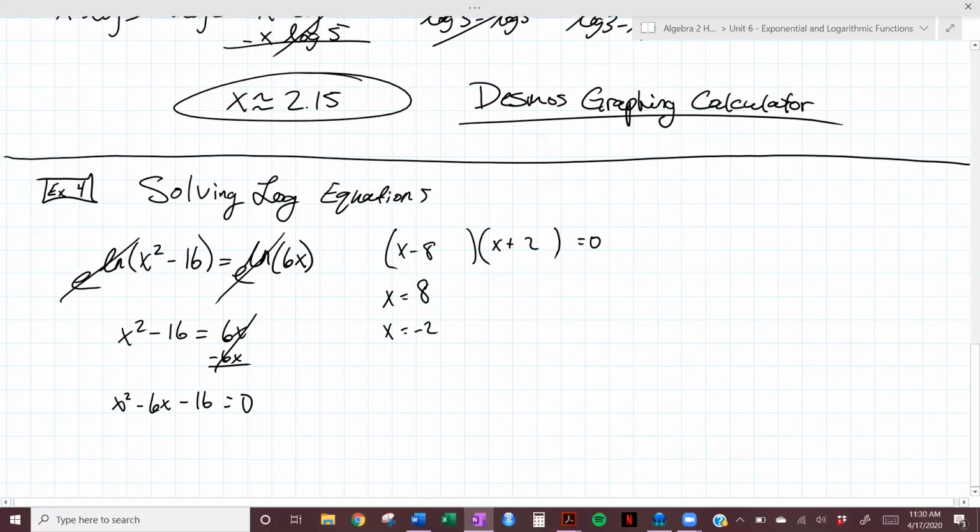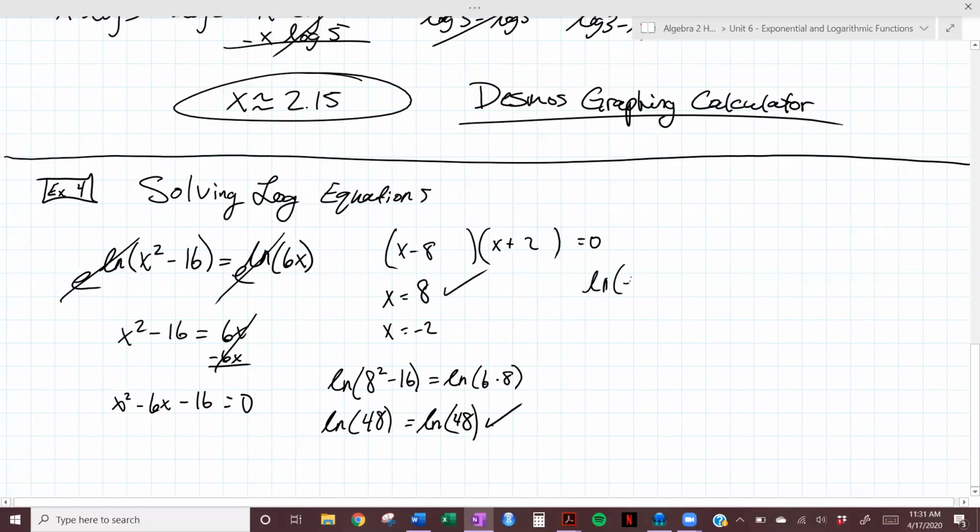And now we have to check. There's one thing we have to check for each time, and it's extraneous solutions. So let's check the first one. The natural log of 8 squared minus 16 equals the natural log of 6 times 8. So this is the natural log of 48 equals the natural log of 48. That checks out, so 8's good.